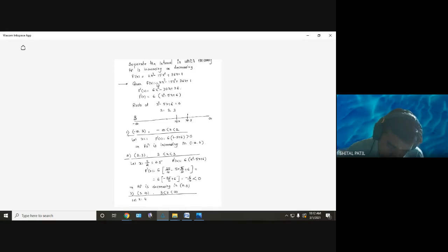Let x equal to 4. F dash of 4 equal to 6 into 16 minus 20 plus 6, which is 12. The function is increasing.